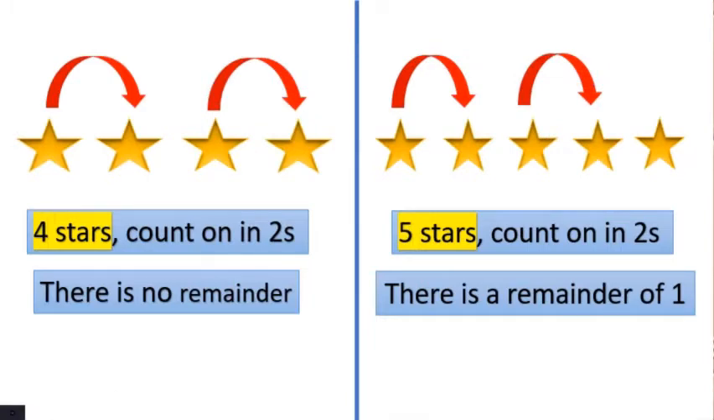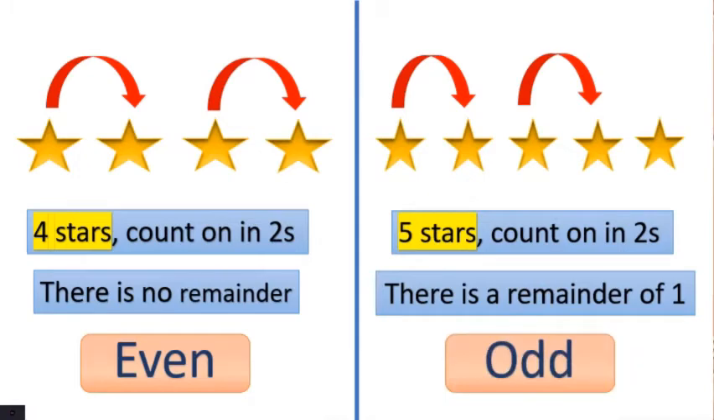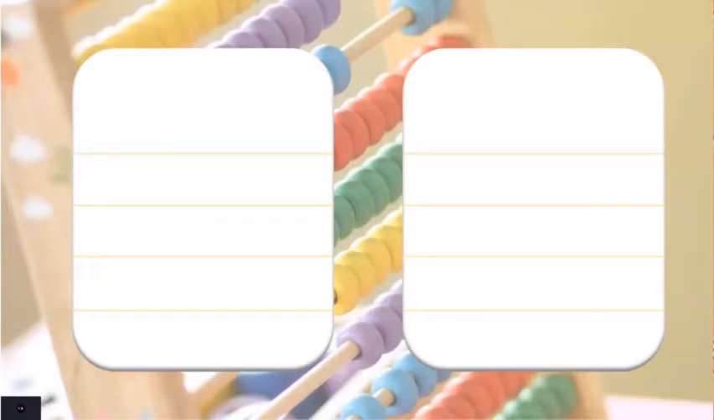Four stars. If you count on in twos, there is no remainder. 2, 4. That's an even number. So 4 is an even number. 5 stars. Count on in twos. When you count on in twos, it's going to be 2, 4, and then plus 1, it's going to be 5. So there is a remainder of 1, meaning that is an odd number. 5 is an odd number. Let's compare even and odd numbers.